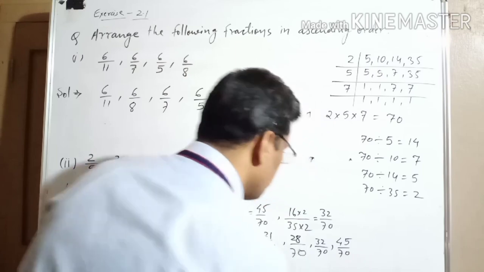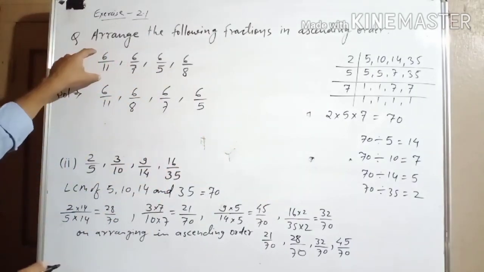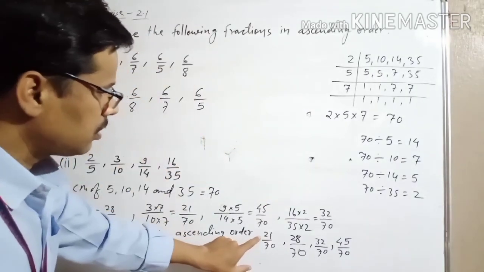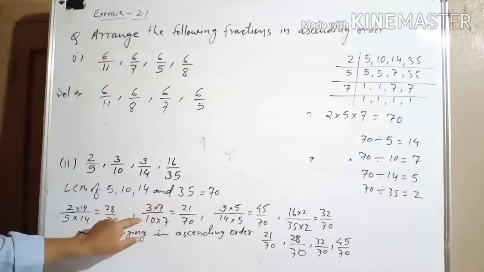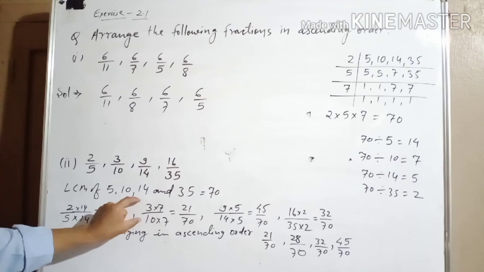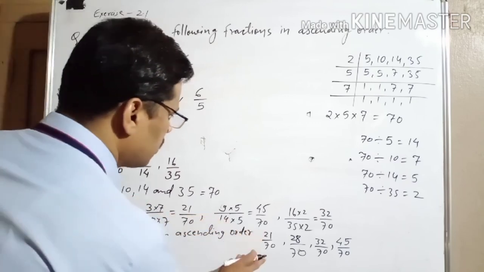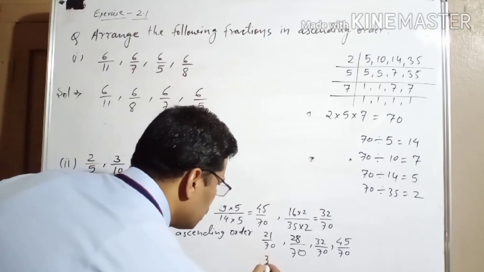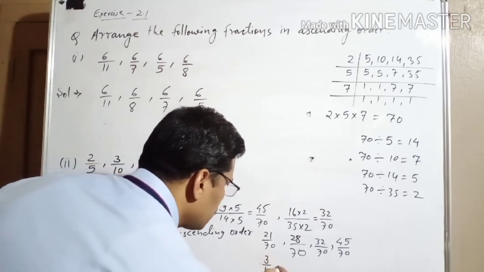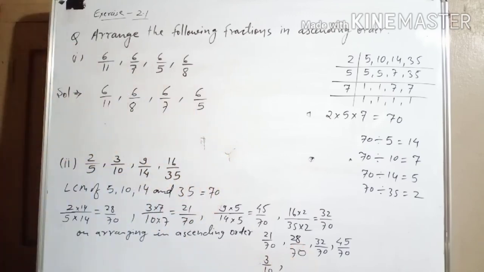But we want to arrange these in the lowest form. 21 upon 70, we are getting here 3 upon 10. When you multiply 3 upon 10 by 7, you get 21 upon 70. So we can write in place of this 21 upon 70, 3 upon 10. And in place of 28 upon 70, the next number means 2 upon 5.